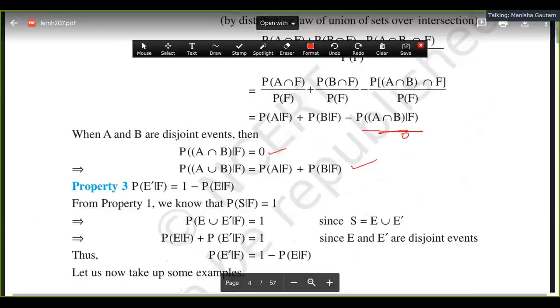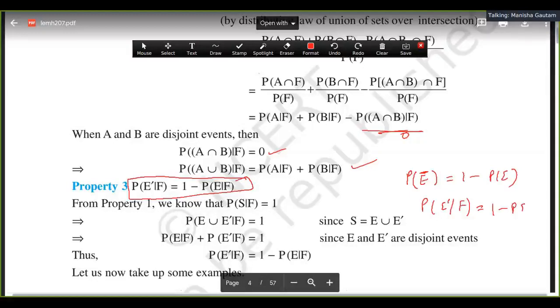Now the third one: probability of E not, if F happened. Not occurrence of E if F has already happened, you can say. So what? It is 1 minus probability of E if F happened. Remember this property also. If you want to calculate E naught, it is the same as we have studied in class 10th or 11th: probability of E naught is 1 minus probability of E. So probability of E naught if F happened is 1 minus probability of E if F already happened.